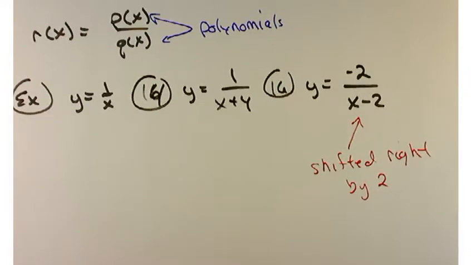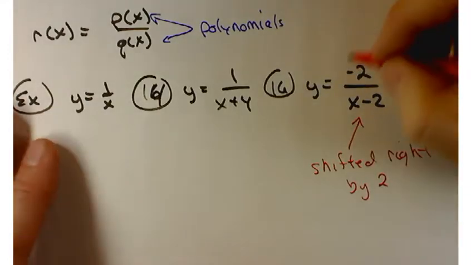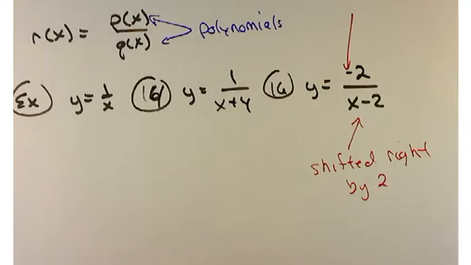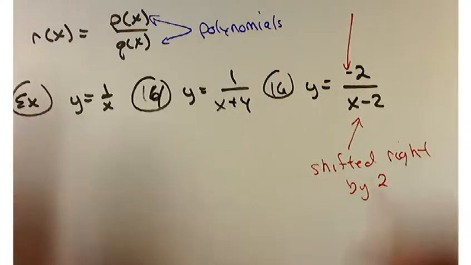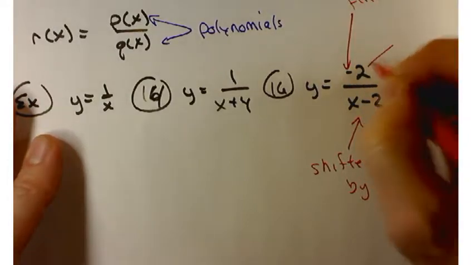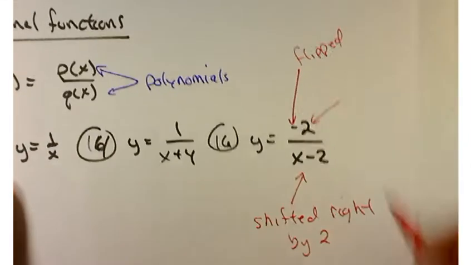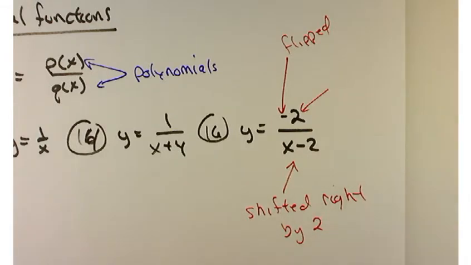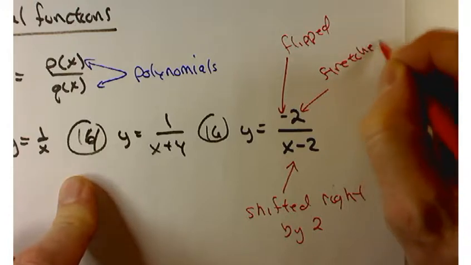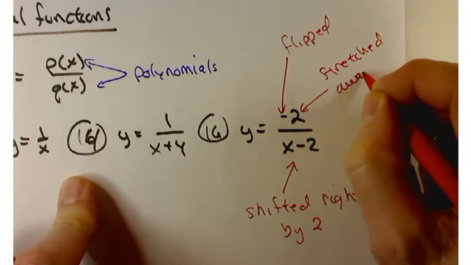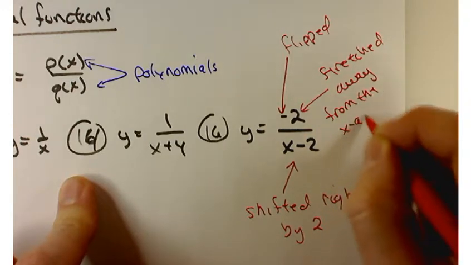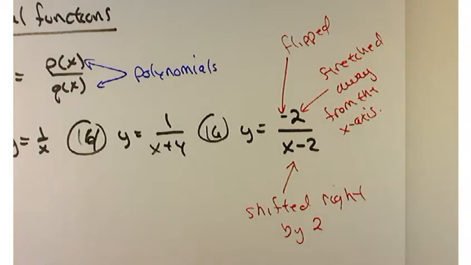Andrew? Nice. So the negative flips the graph around the x-axis. So it's been flipped. And the 2 here means it's been stretched. So it's stretched away from the x-axis. Nice.